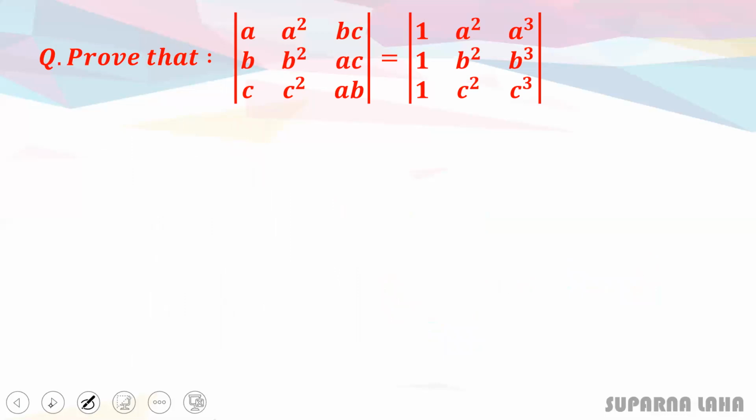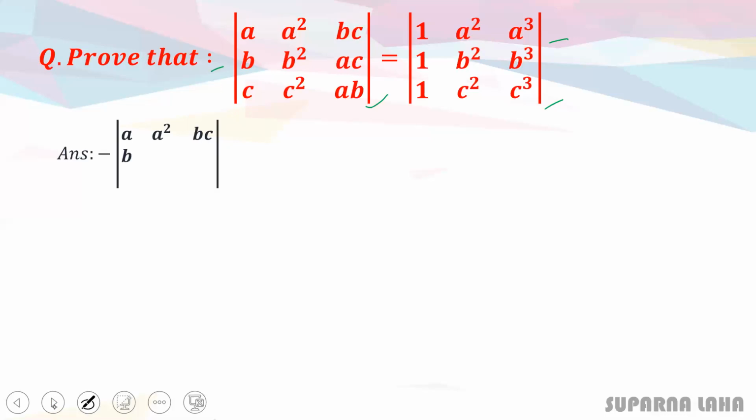So the next problem is this. 2 determinants are given. You need to show that they are equal. This is equal to this. So look at here and here. First, seeing this problem, you need to decide which application or which property you will use in it, to simplify the problem.